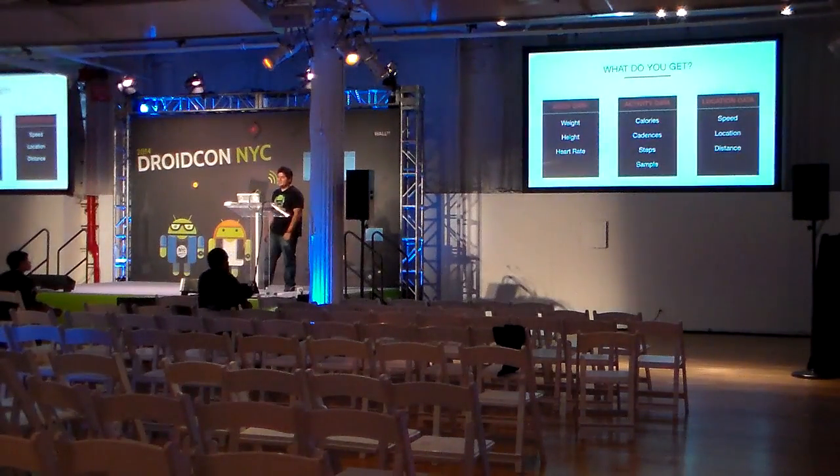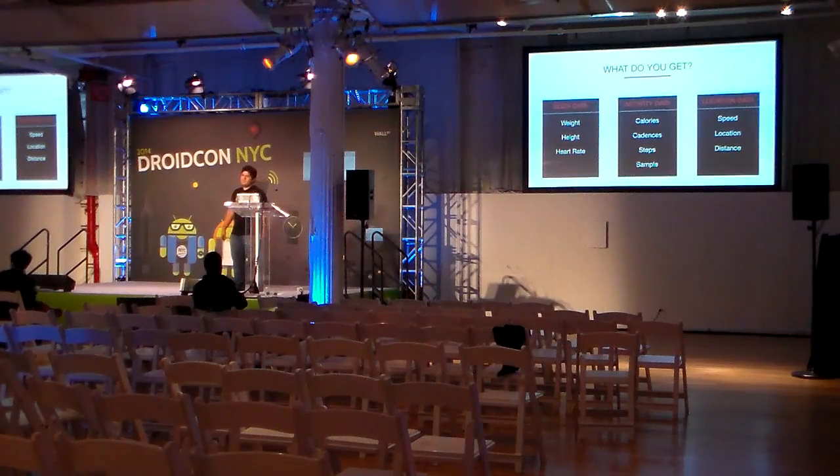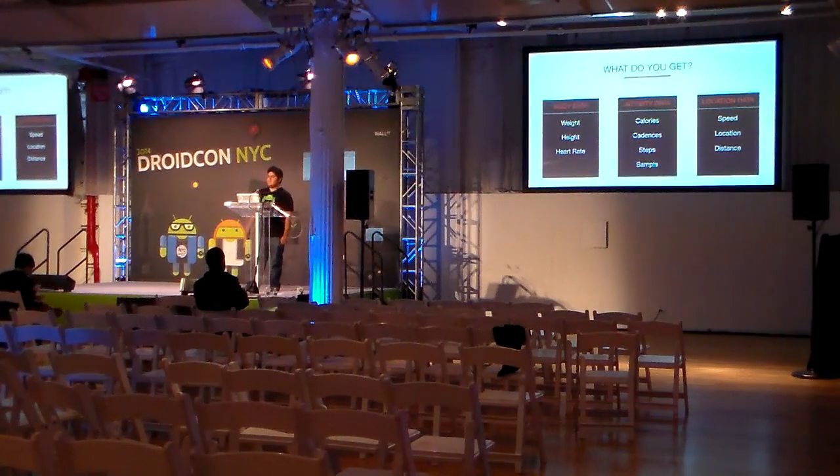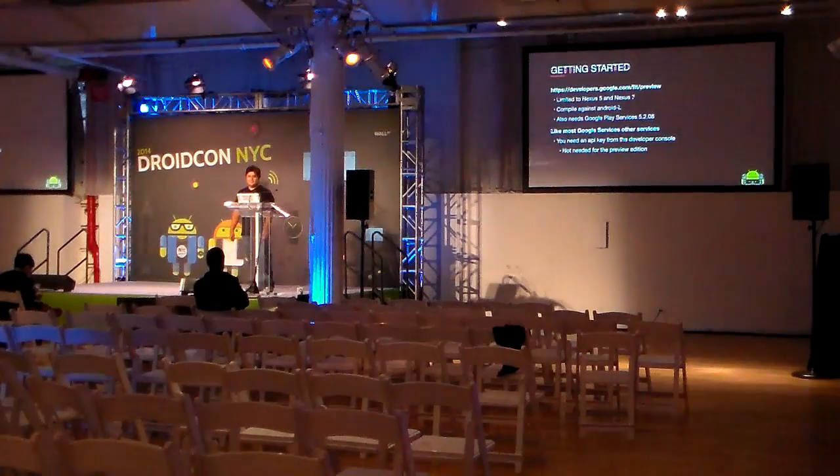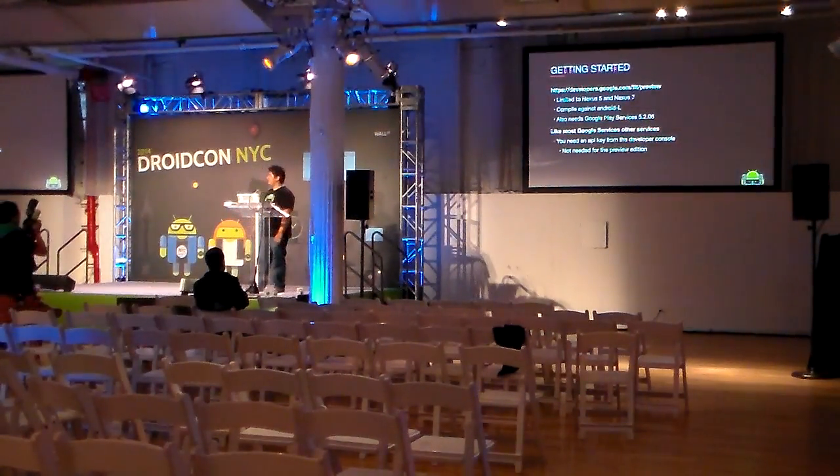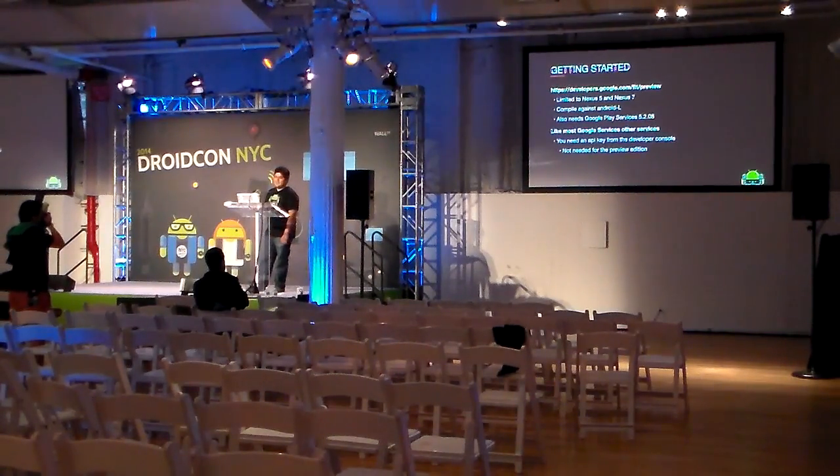So what do you get out of the box? Google Fit data can be categorized into three things: body data, activity data, and location data. Body data contains things like weight, height, and heart rate. Activity data covers calories, cadence, things you're doing. And location covers speed, location, and distance. This is what you get out of the box. It's not all that much to begin with, but it's a good start so far.